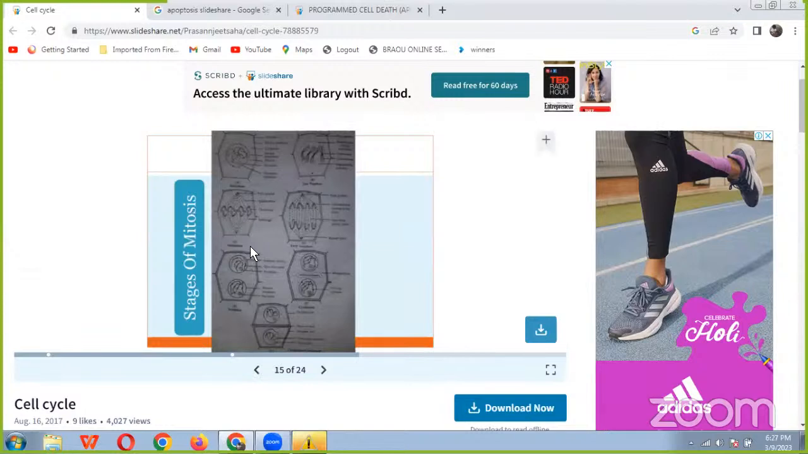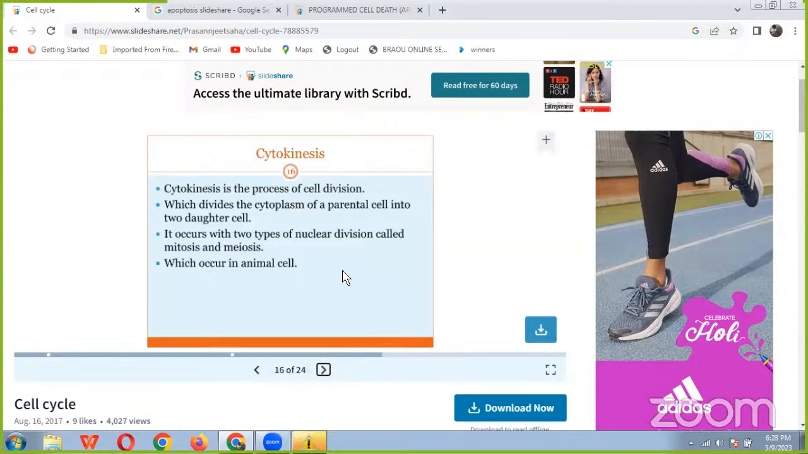These are the different mitotic phases: prophase, metaphase, anaphase, and finally telophase. Finally, they form the two daughter cells in mitosis.